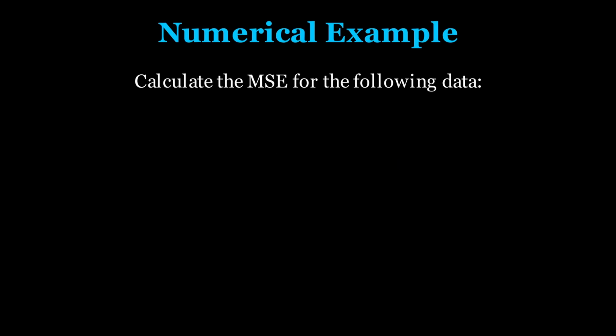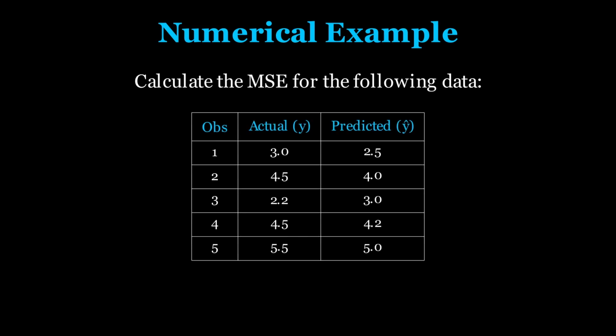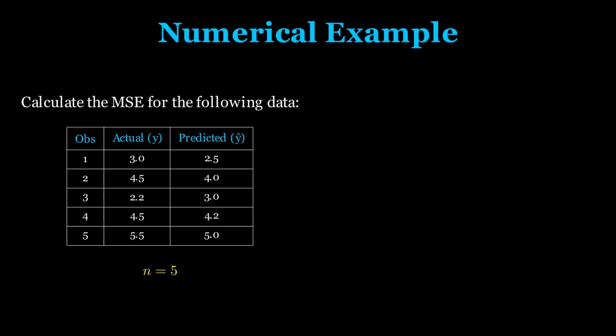Here's the question. Calculate the MSE for the following data. We have 5 observations, and we are given the actual values and the predicted values. Looking at the table here, we have 5 rows, so n equals 5. Easy peasy. Now we have to calculate the squared errors for each individual point. This is the part where we find out how wrong our model was.